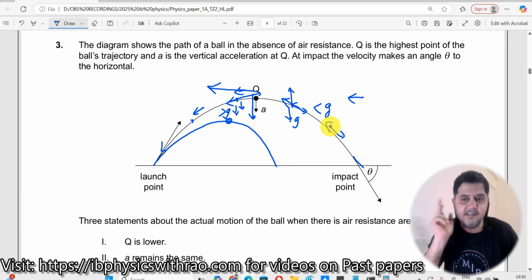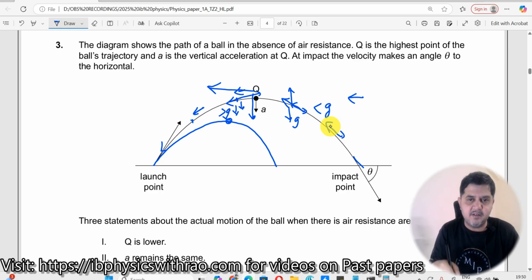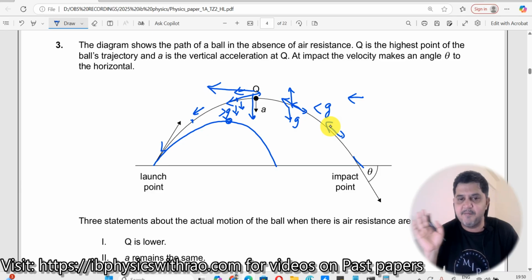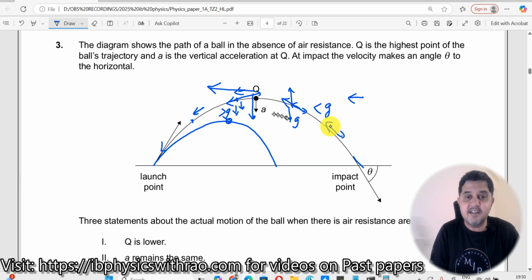In the case of the symmetrical parabola, it is not so. The acceleration of the particle is always the same. It's pointing downward, the direction is the same, and the magnitude is always the same, equal to 9.8 or 10. But here it is not so. At every instant it will keep on differing. Now coming back to the question.